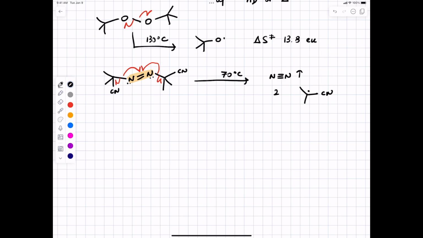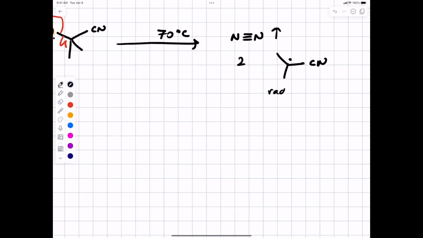You may be used to thinking about radicals as electron deficient species, but they're more electron rich than carbocations. And so that's one thing I had to learn that's different between radicals and carbocations versus carbanions. Radicals can be stabilized by both electron withdrawing groups and electron donating groups.